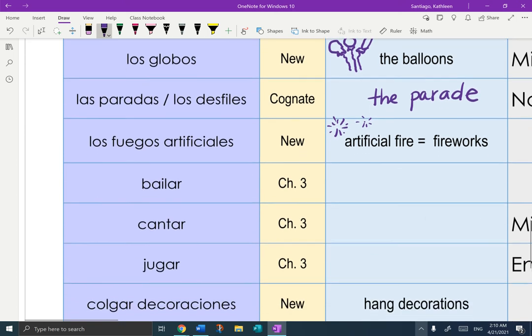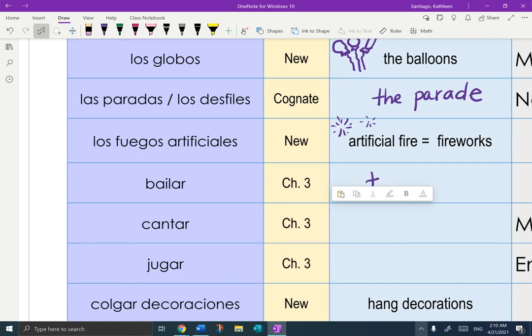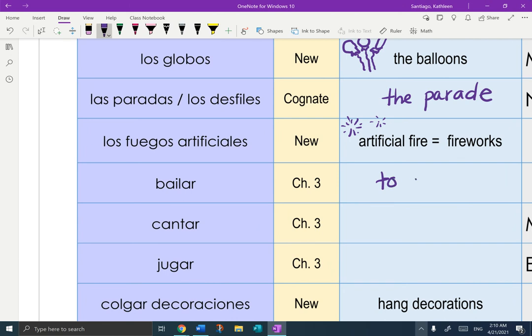Now we've got some verbs here. Bailar, okay? Bailar, you might be doing this on an activity night in the gym. Bailar, think ballet. To dance. Cantar, fa, la, la, la, la, la, la. I'm going to write fa, la, la. What am I doing? Cantar, to sing. Mrs. Santiago can't sing. Get it? Cantar.